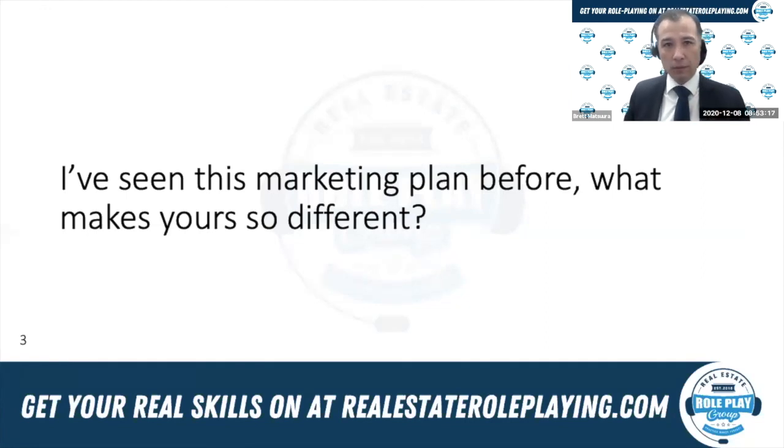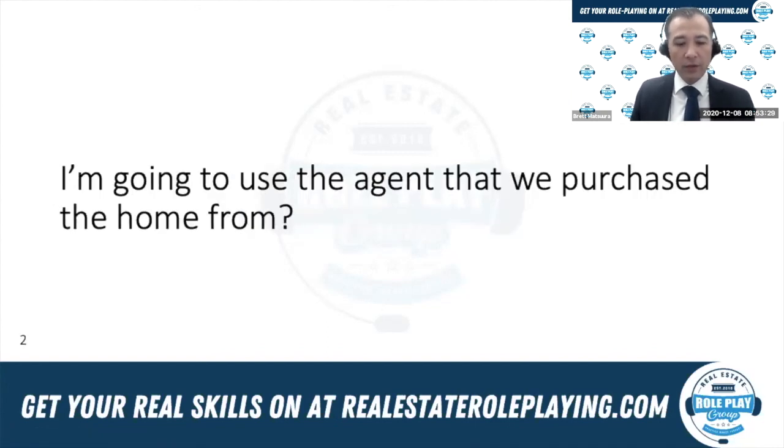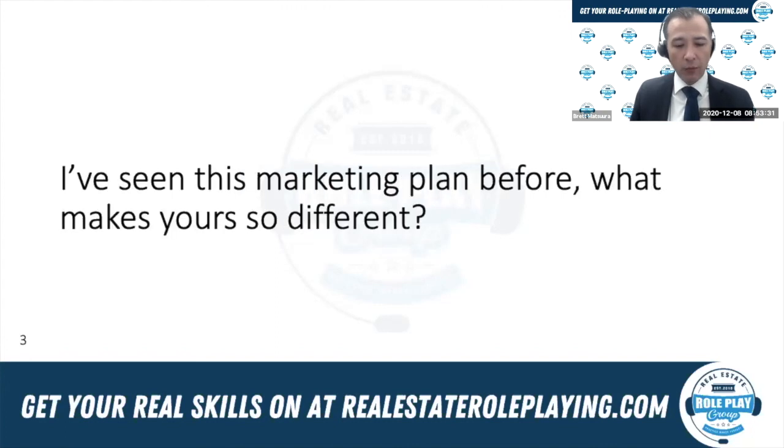Most people, guys, on all of these objections, we went through 3 objections. If I list my home with you and I buy my next one from you, will you reduce your commission? The next one was, I'm going to use the agent that we purchased the home from. And then the third one was this: I've seen the marketing plan before. What makes you so different? Most people, when they get that objection, are not going to know how to rebut it. They're not going to know how to shift that into a conversation. If you're not having a conversation, if you're not asking questions, you're going to lose 100 out of 100 times.